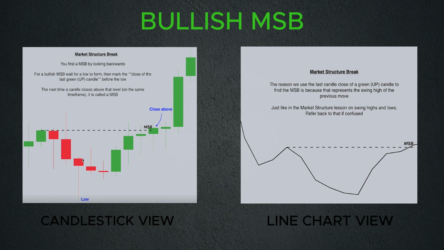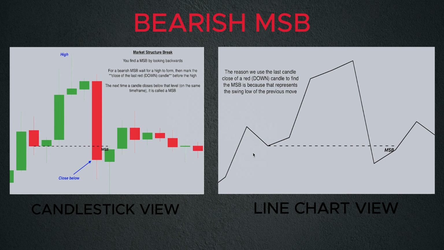If you look at a bearish one, it's the same thing, but obviously in reverse. Again, you find your market structure break by looking backwards, and this time you wait for a high to form. You see this high, this long wick, you see this next candle failing to go higher, and you think to yourself, this could potentially be a top. Again, nothing's confirmed, but that doesn't matter yet.